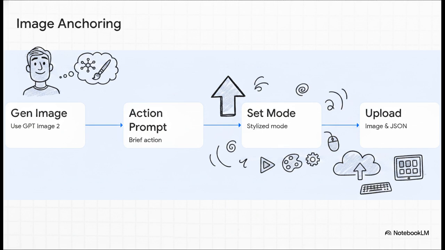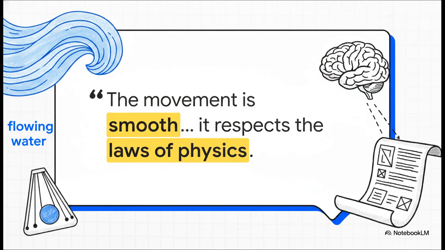Once you have that perfect image, you head back to the AI prompt generator, but this time you don't describe the character at all. You just write a brief action prompt, select a mode like Stylized for non-realistic looks, and then upload both that starting image and your new JSON prompt into the video generator. The results of pairing a high-quality reference image with a highly structured JSON prompt are just staggering.